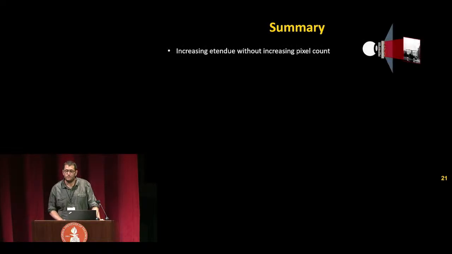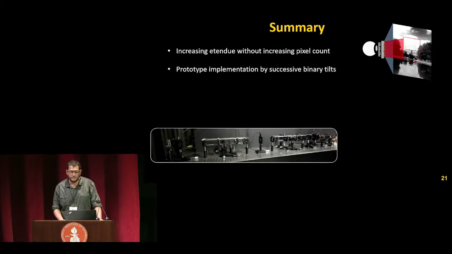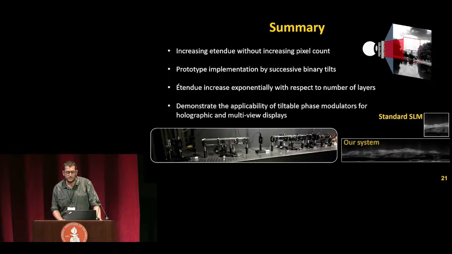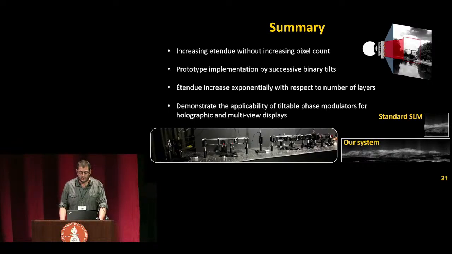So, to summarize my talk, in our work we suggested a method of increasing etendue without increasing the pixel count, and a prototype implementation of this method by successive binary tilt layers. We've shown the exponential increase of etendue with respect to the number of binary tilt layers. And we demonstrate the usage of a tiltable phase modulation for different applications, such as near-eye holographic displays and multi-view displays. Thank you for listening.